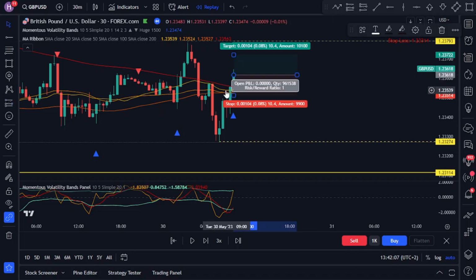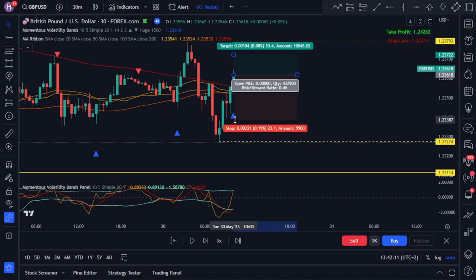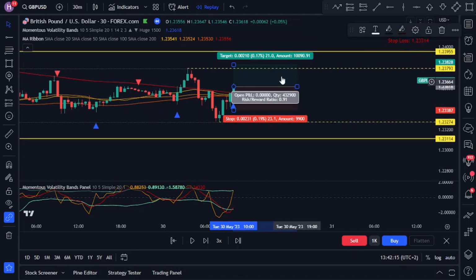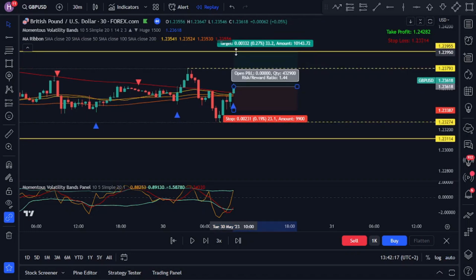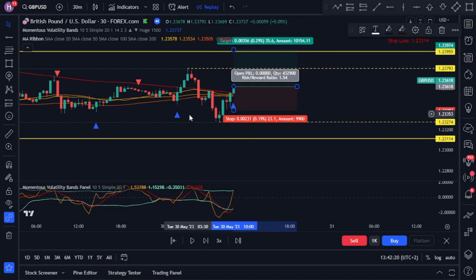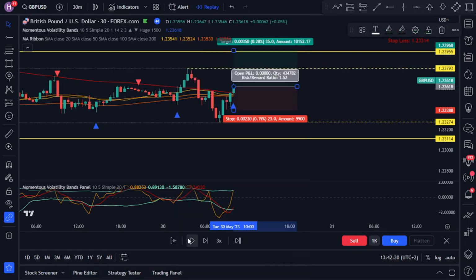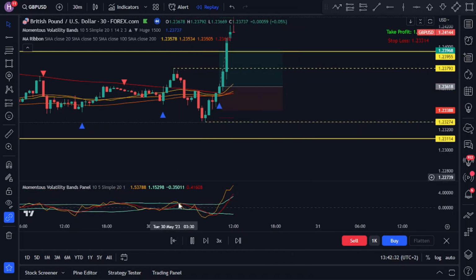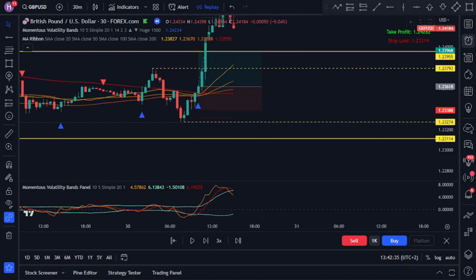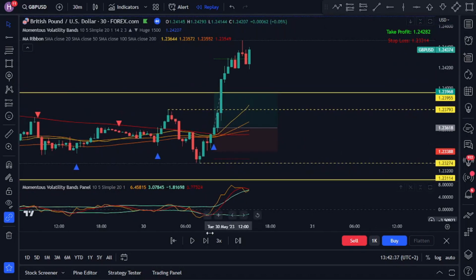Once the candle has closed, we can enter our buy trade with the stop loss below the recent swing and aim for a minimum of 1 to 1.5 risk to reward. For the buy trade, I'm going to set my stop loss below the swing at 23 pips and aim for a take profit of 35 pips. So let's take a closer look at what happens. And the trade plays out in our favor, securing 35 pips.